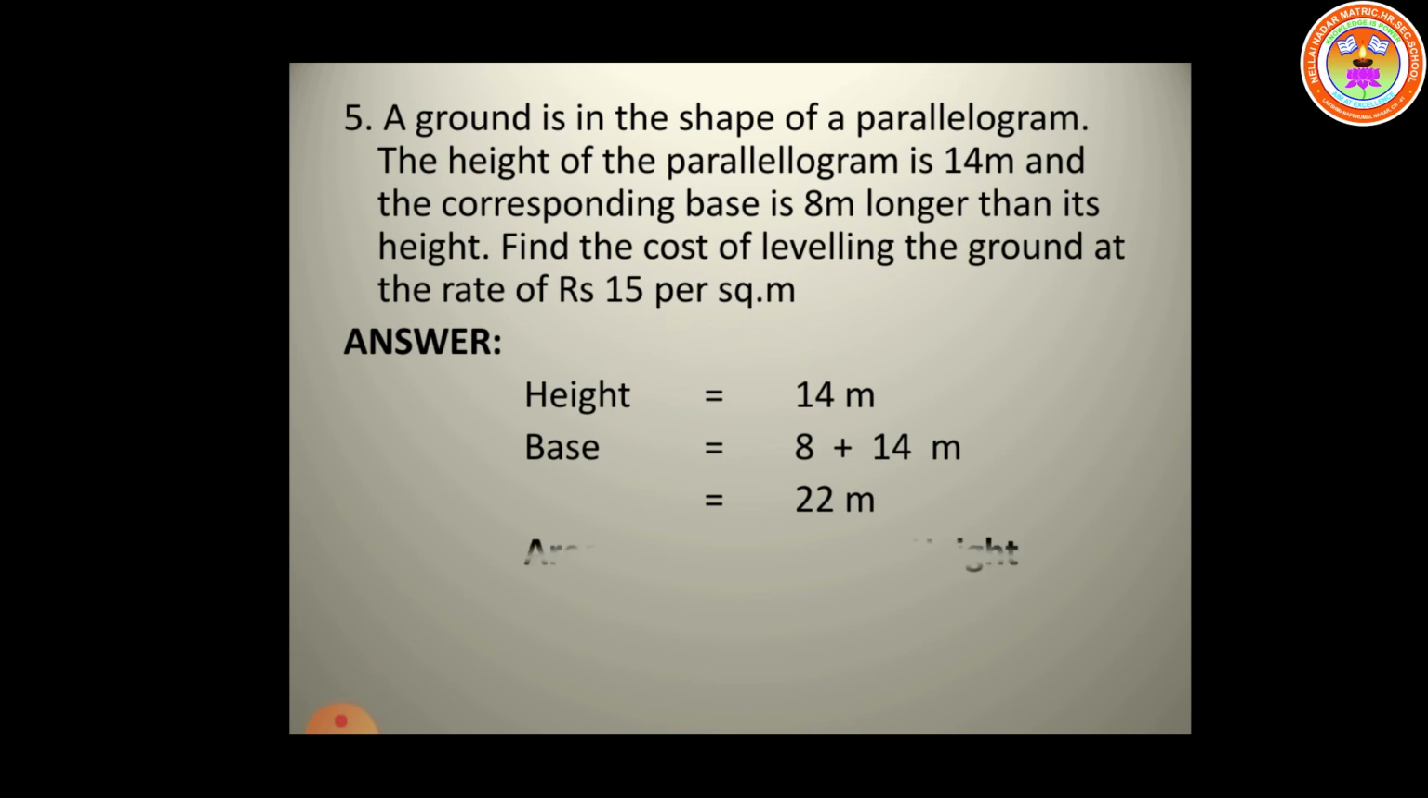Next area. Area formula is what? Base into height. What is the formula? Area equal to base into height. Substitute the values. 14 into 22. So we get area equal to 308 square meter.